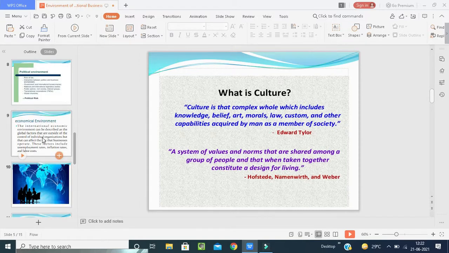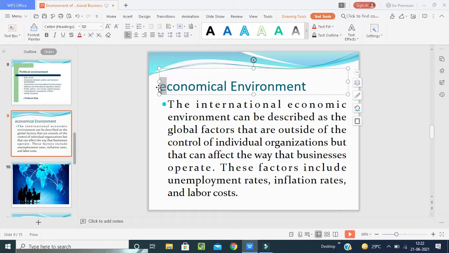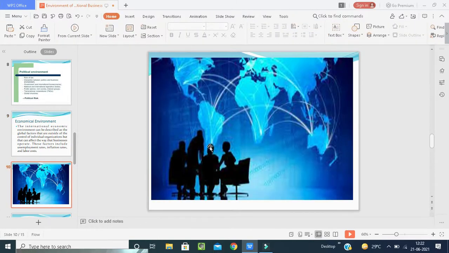Now, the economic environment. Next one is the economic environment. The international economic environment can be described as global factors that are outside of the control of individual organizations but that can affect the way that businesses operate. These factors include unemployment rates, inflation rates, and labor cost. Not only that, if you see this picture, how the people are sitting in South America, they can have contact with the international.